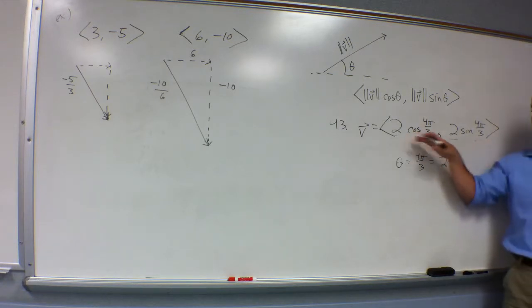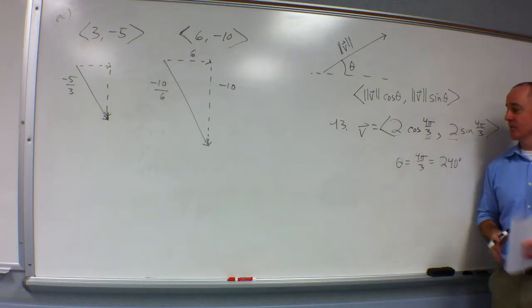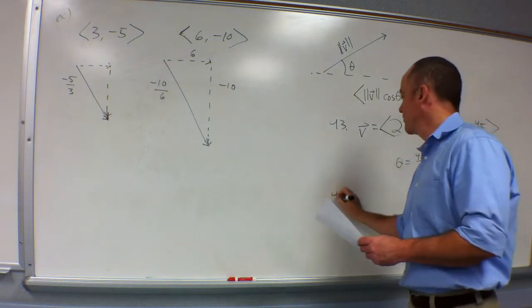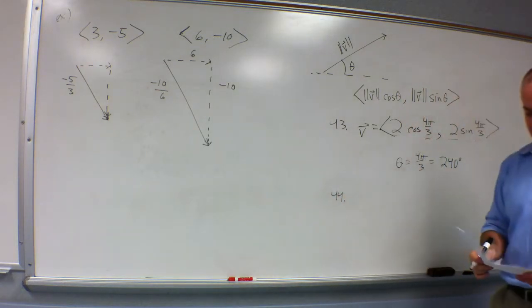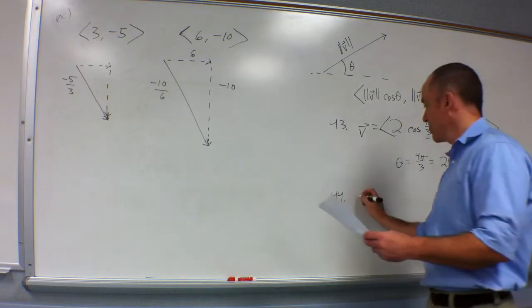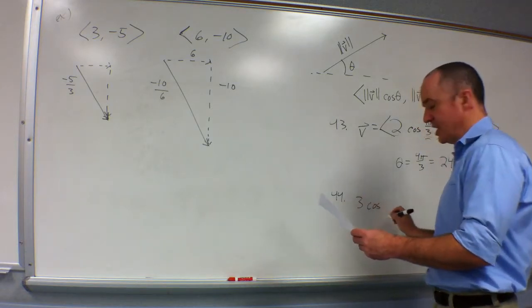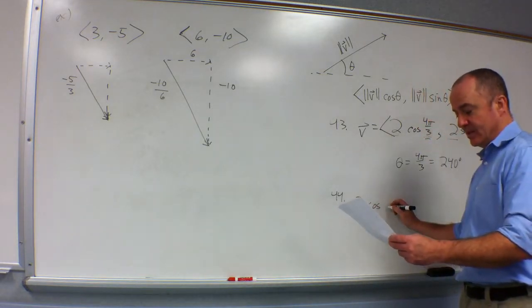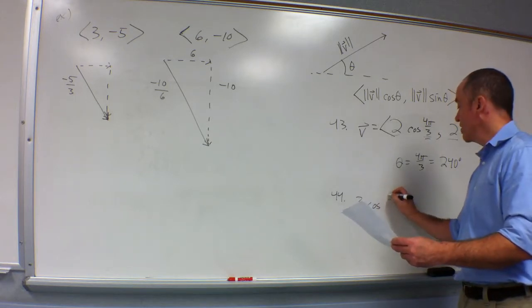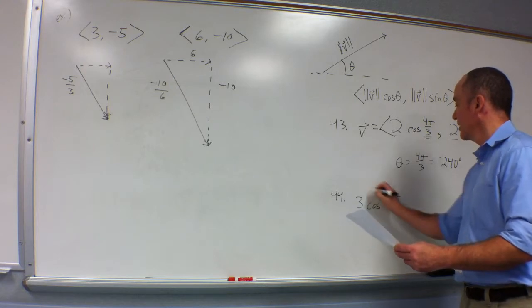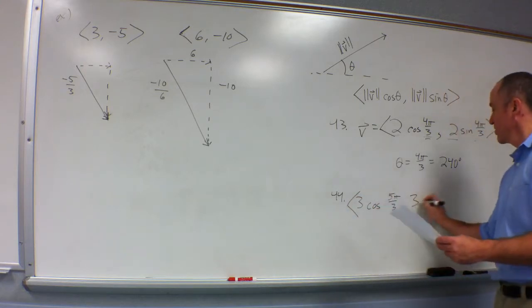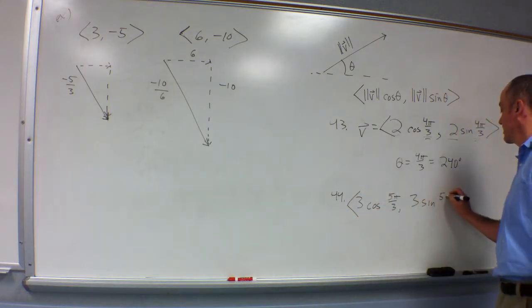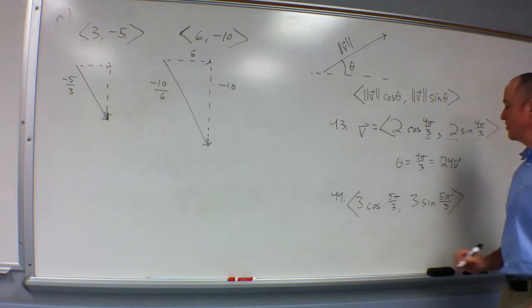Does it always look like this? No. This is spelled out very nicely for you. So for 44, the vector they gave was 3 cosine 5 pi over 3, comma, 3 sine 5 pi over 3.